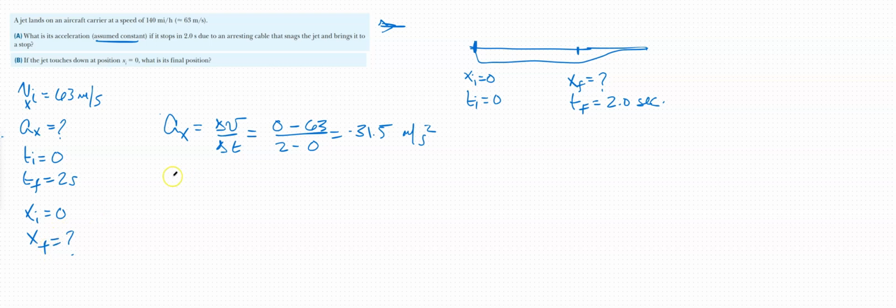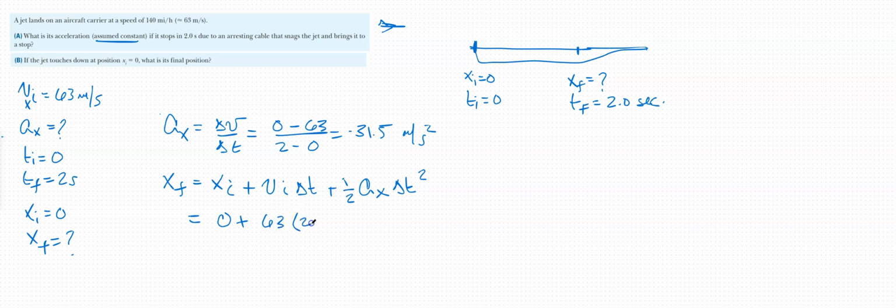To find the final position, I'm going to use this equation. So if I plug in the numbers, initial position 0, initial velocity 63, time is 2, the interval, 1/2 the acceleration, negative 31.5, and the time is 2 squared. And when you do this, you get 63 meters. So these are our 2 answers. We'll do more problems in class.